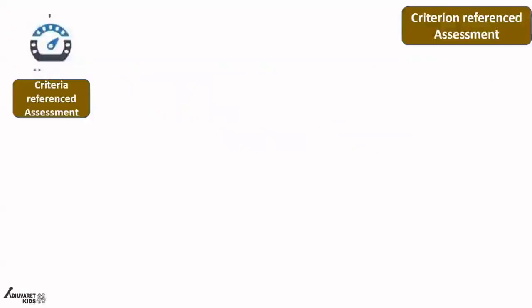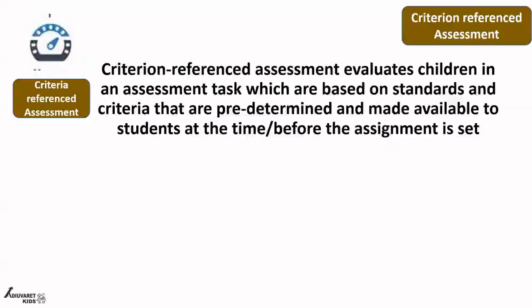Now, moving further, the next assessment is called criterion referenced assessment, or criteria based assessment. Criterion referenced assessment evaluates children in an assessment or task based on some standards and criteria. Those are predetermined. It's not that we determine something today and tomorrow we assess the child on that. That cannot be done. It has to be well understood and well structured into the system when we do the criterion referenced assessment.